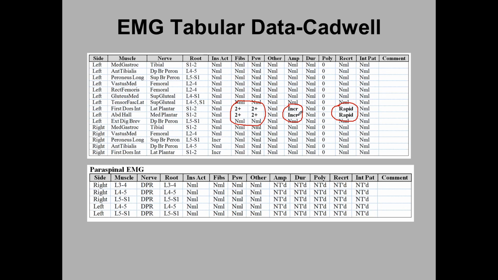Why is a motor unit larger than it's supposed to be? What happens neurophysiologically to make an amplitude of a motor unit larger than it should be? Anybody remember?